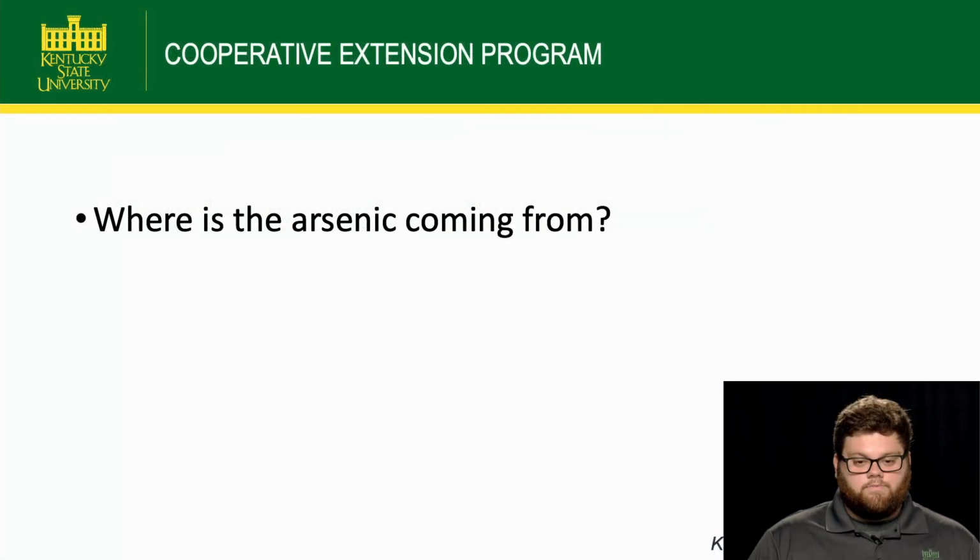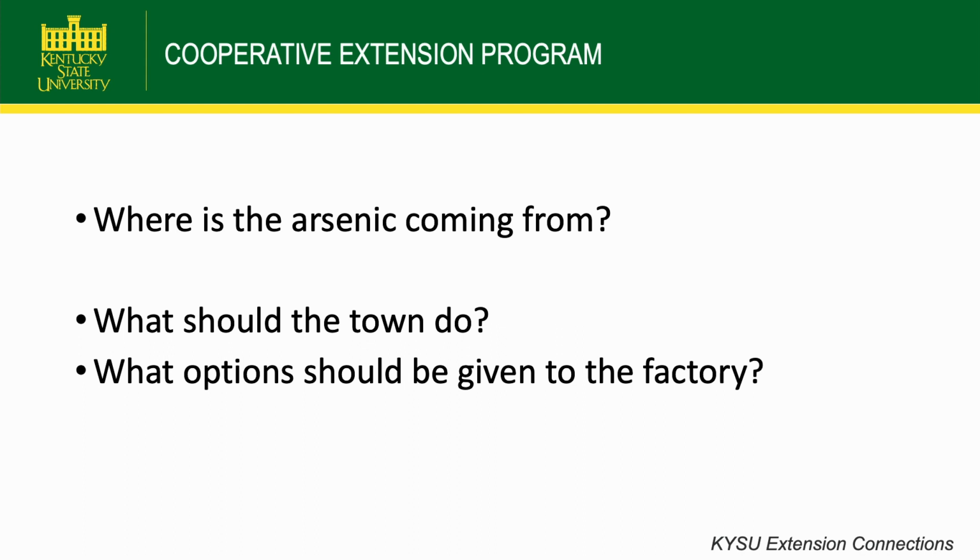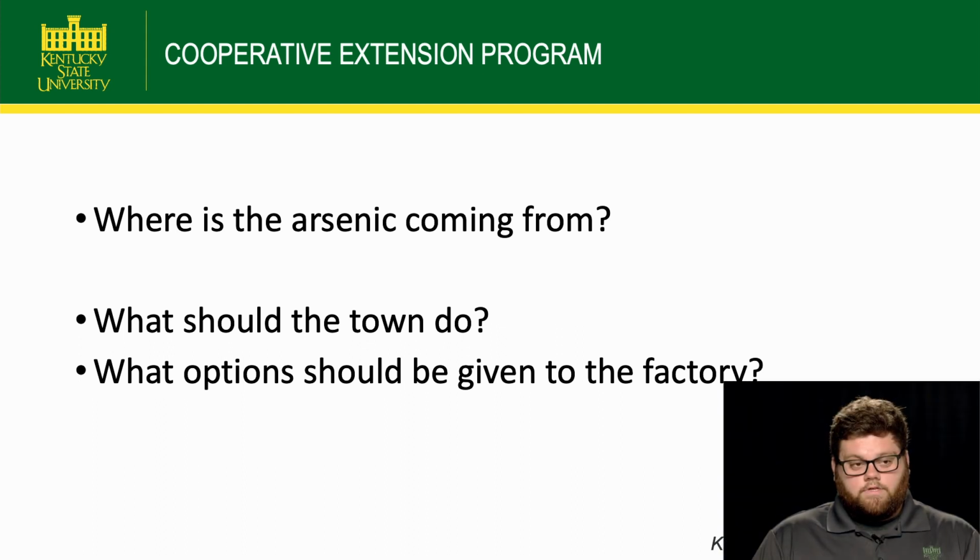So based on the contaminant plume that we mapped on our city map, we have determined that it's coming from factory B. And so if we think the arsenic is coming from factory B, what should the town do now? What options should be given to the factory? So should we shut the factory down? Should we have the factory try and find the source of the arsenic and have them mitigate that somehow?